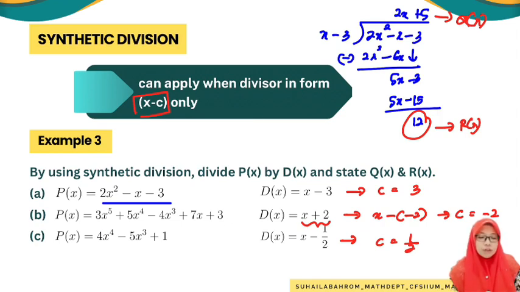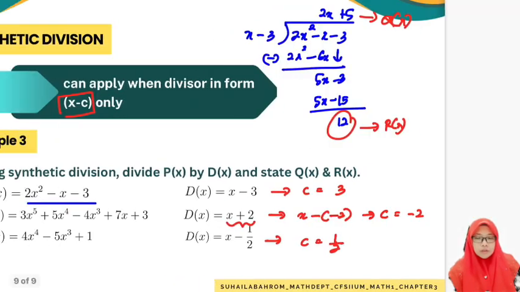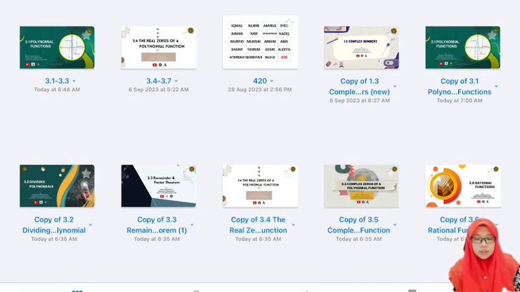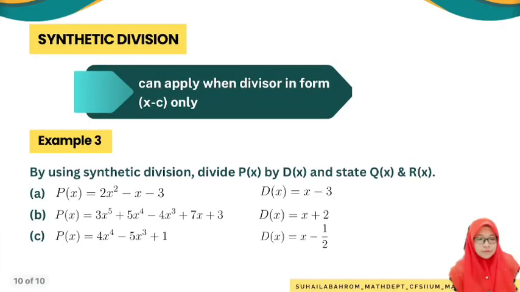So how can we apply synthetic division? Let's look at this example. We will use the same example here. The first question, part A. So when you try to apply synthetic division for part A, let's look at this one. Our c just now here is equivalent to 3. So x minus 3, so our c is 3.